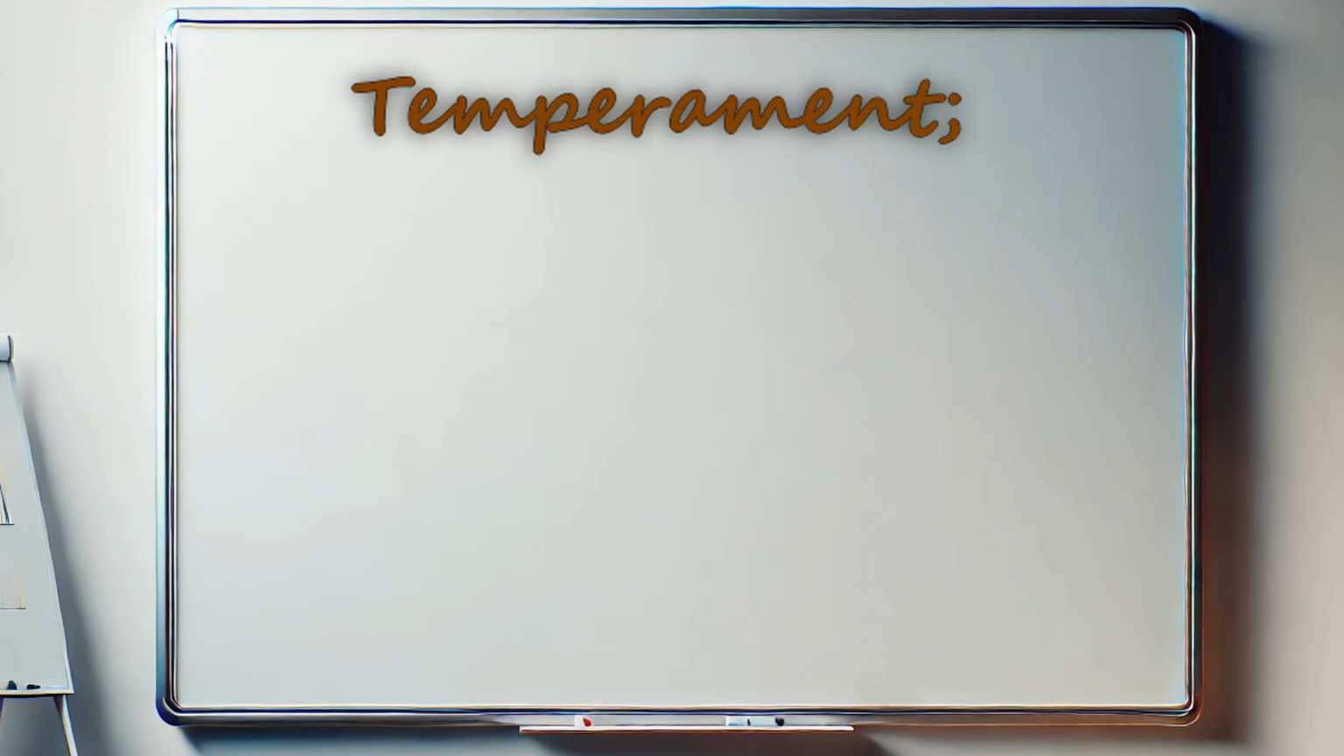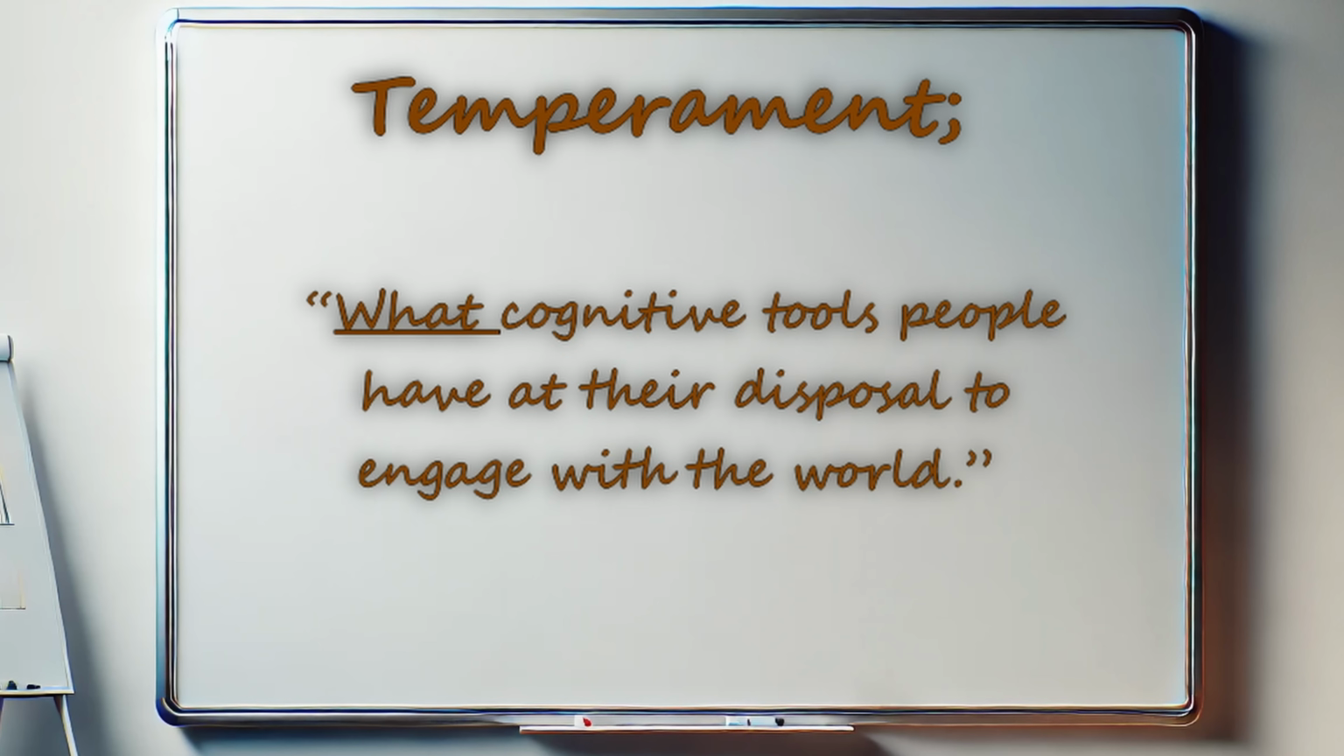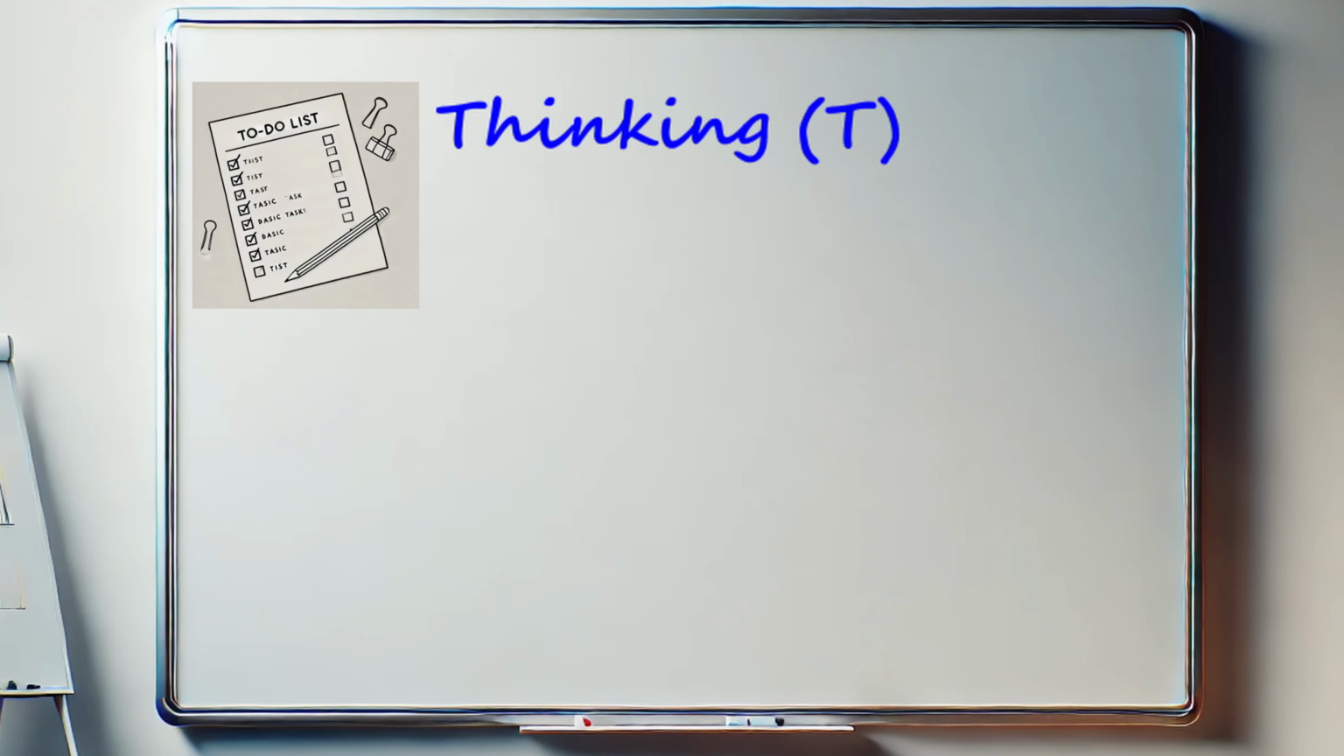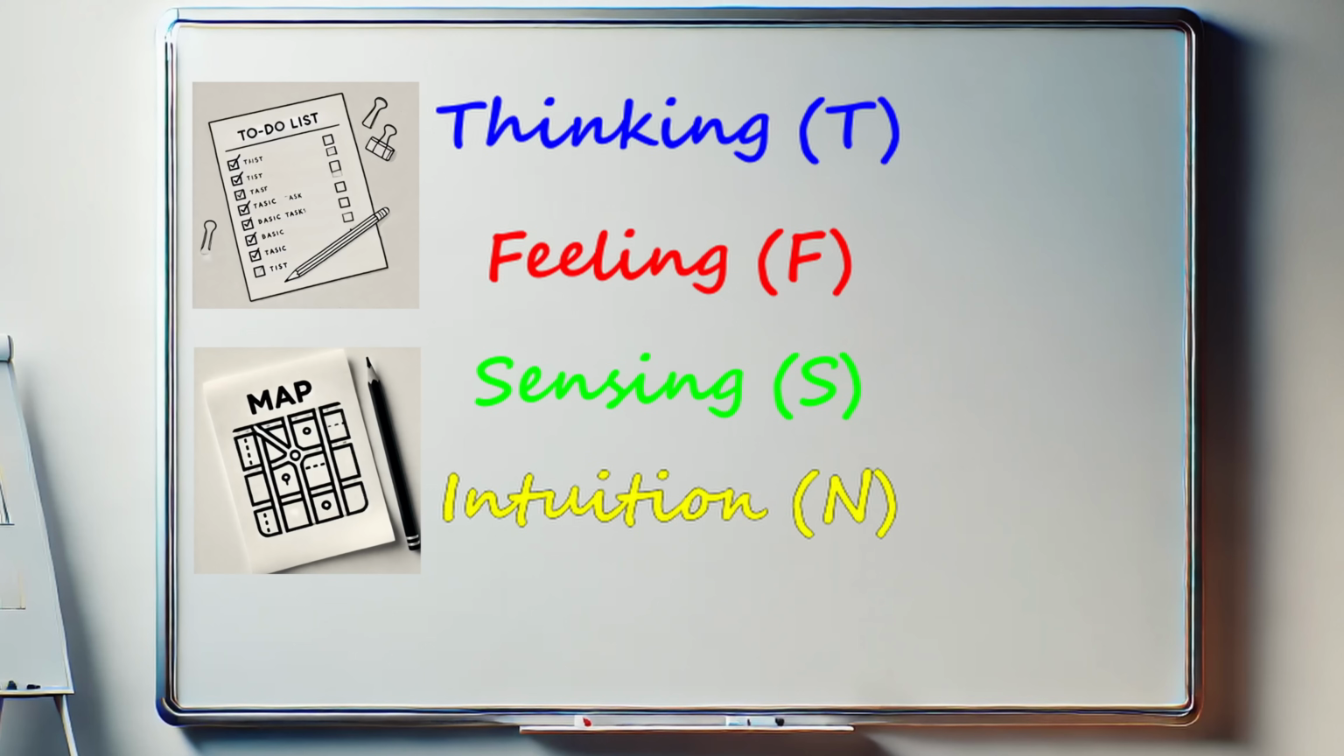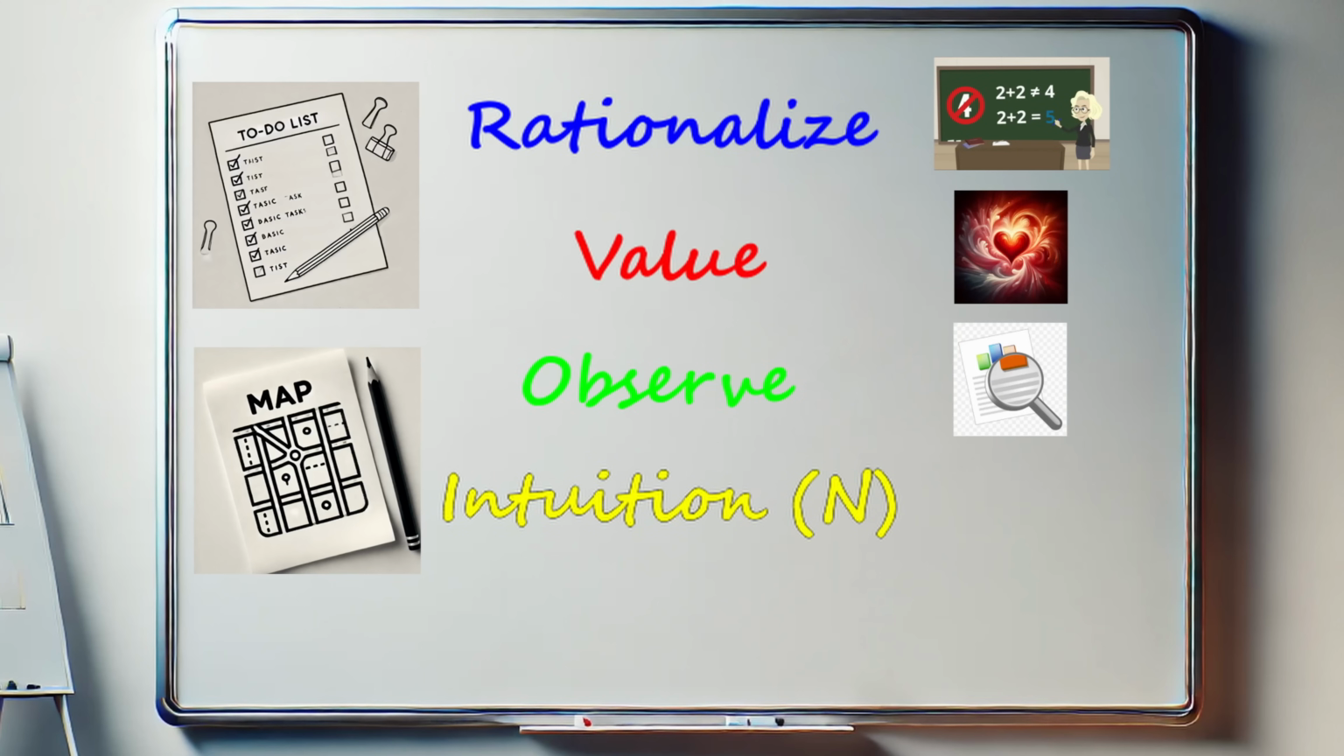To review, a temperament describes what cognitive tools people have at their disposal to engage with the world. These temperaments are either thinking, feeling, sensing, and intuition, which is to either rationalize, value, observe, or predict.